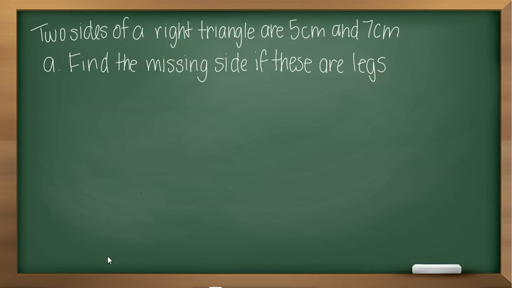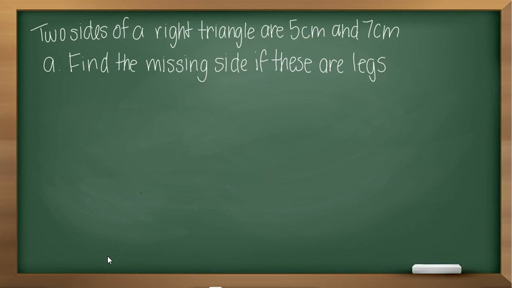In this video, we're going over two examples for Pythagorean theorem. They're the first question, parts A and B, of your Pythagorean theorem practice sheet. It says that two sides of a right triangle are 5 centimeters and 7 centimeters. And in part A, we're going to find the missing side if these are legs.